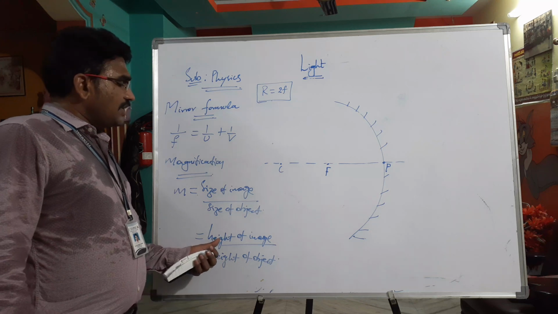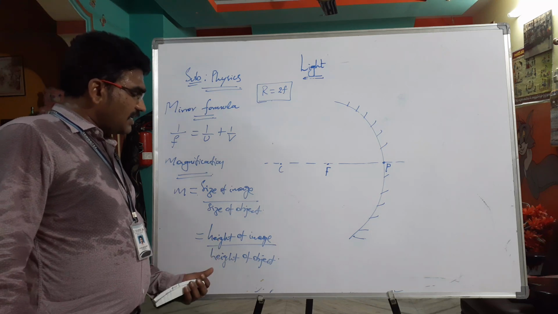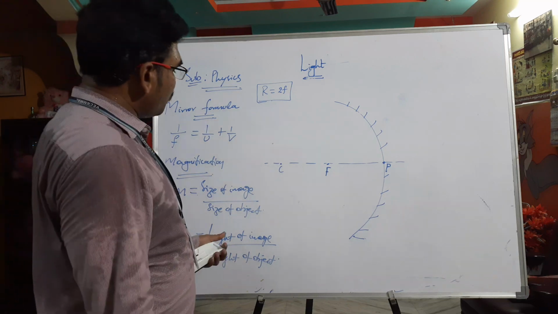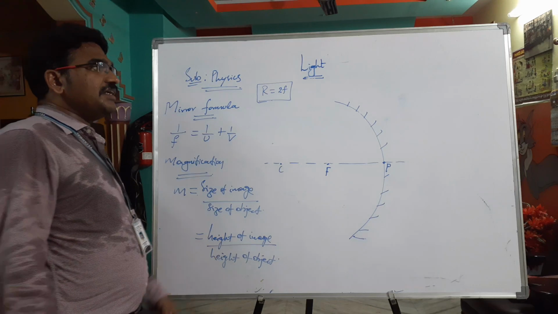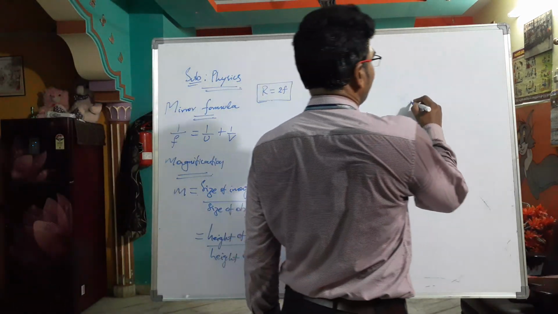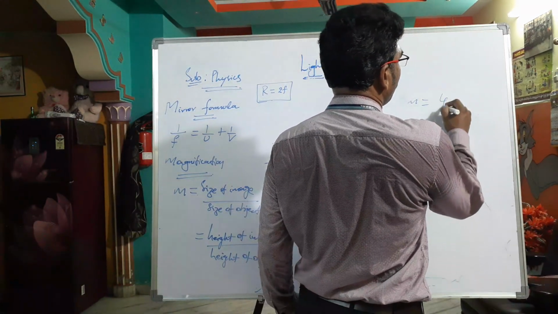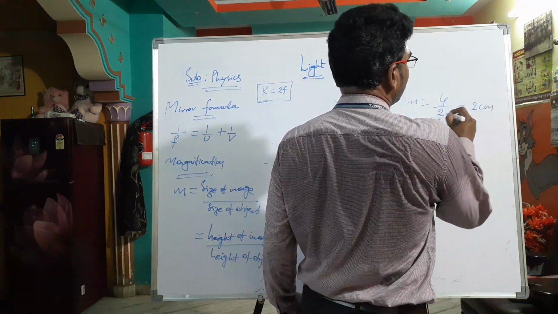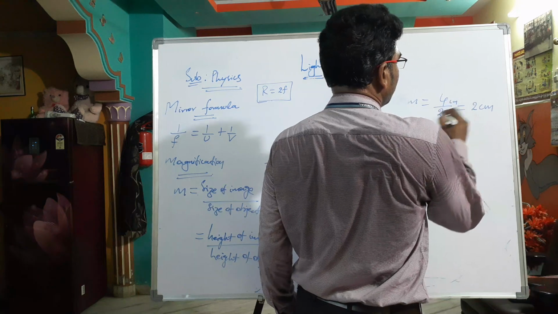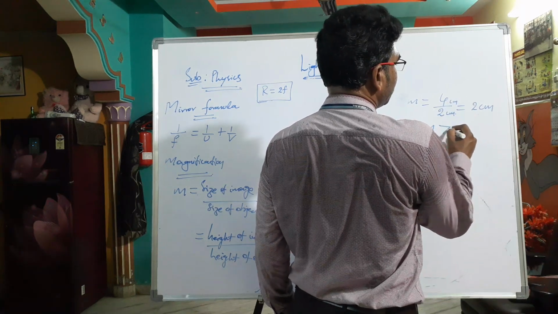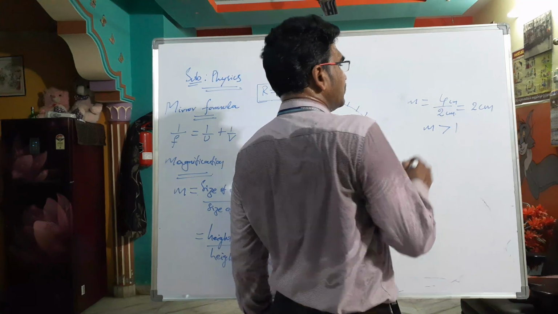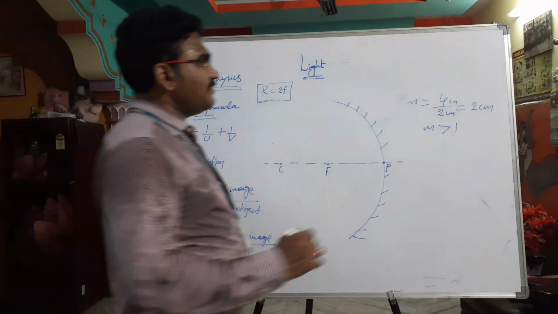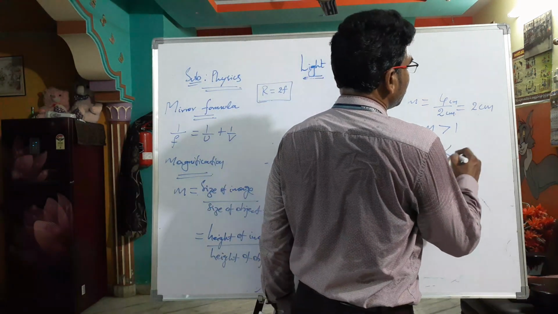If height of image is greater than height of object, then magnification can be greater than 1, because if the numerator is greater than the denominator, for example height of image is 4 and object size is 2, then we are going to get answer 2. Then we can say magnification is greater than 1. Otherwise, if height of image is less than the height of object, then magnification is less than 1.